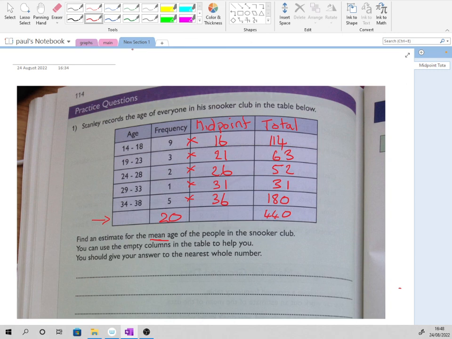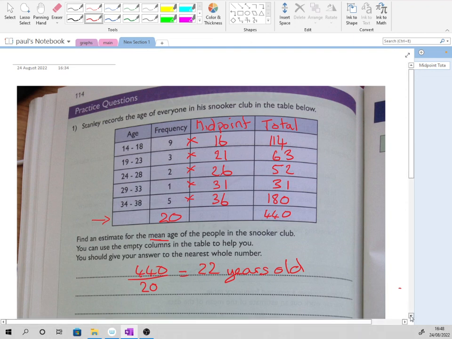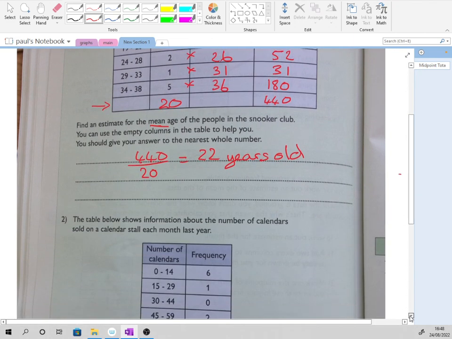And these are the people, this is the age. We do 440 divided by 20. So it's going to be 22, doesn't it? 440 divided by 20 equals 22. 22 years old. Yeah? Give your answer to the nearest whole number. Well, it worked out perfectly the way I did it anyway. It might not be right, but I think it is. 22 years old. And we're in there, aren't we? Because there's lots of young people. That's why it sort of pushed the average younger.